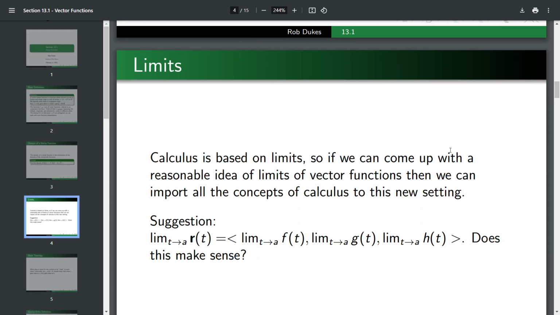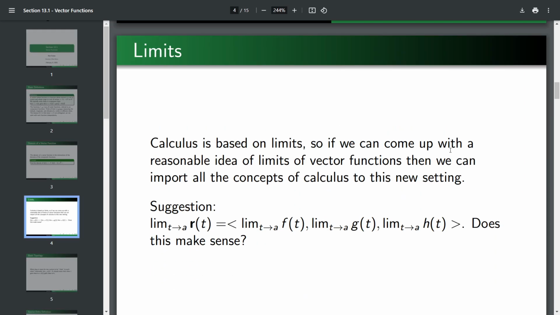So now we need to talk about limits. Calculus is all about limits. It didn't start that way, but since calculus was kind of messy when it first started, in the 1700s they came up with limits as a way of unifying it. And so if we can define what a limit is, then everything else in calculus should follow along with it.